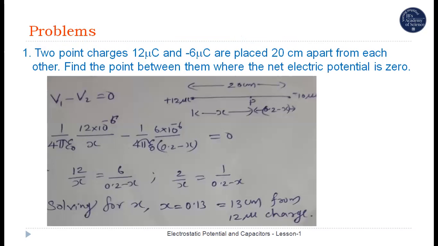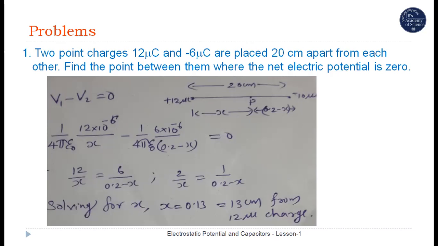So here two point charges, 12 microcoulomb and minus 6 microcoulomb, are kept 20 centimeter apart from each other. Consider the point P where net potential is 0. Let x be the distance of the point P from the 12 microcoulomb charge. Then the distance of the point P from the 6 microcoulomb charge is 0.2 minus x.